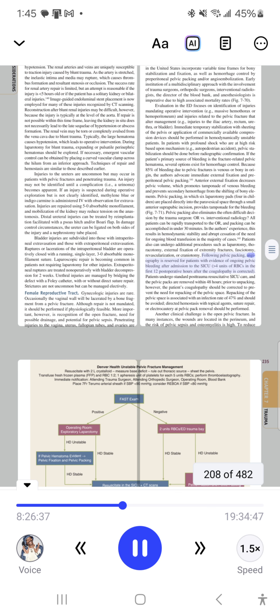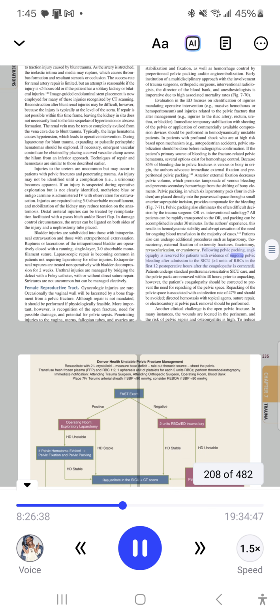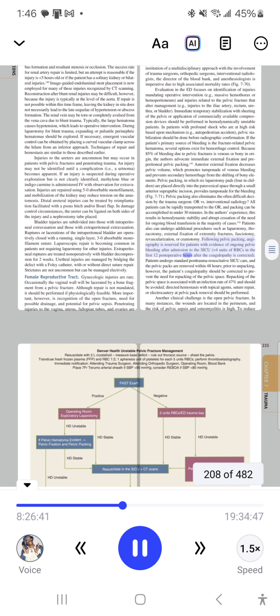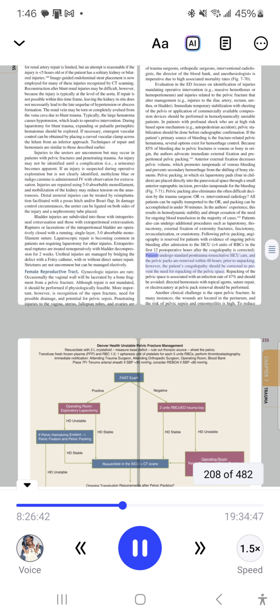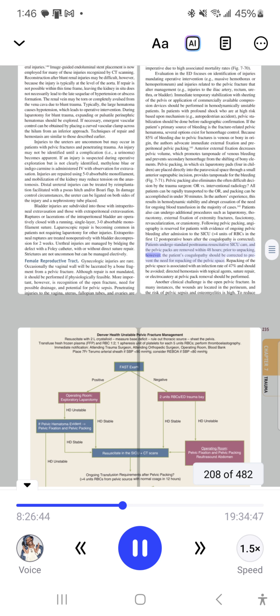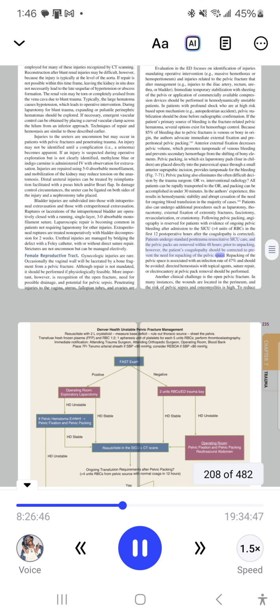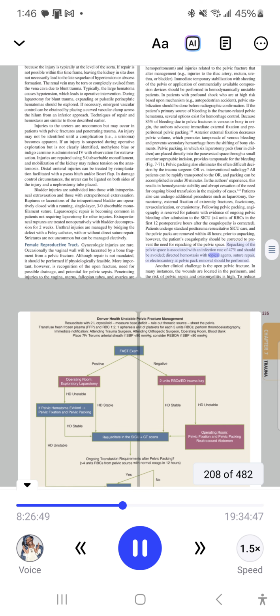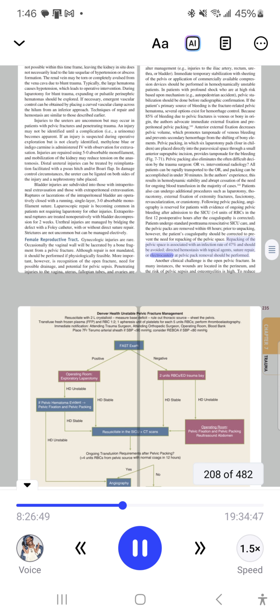Following pelvic packing, angiography is reserved for patients with evidence of ongoing pelvic bleeding after admission to the SICU, for example, 4 units of RBCs in the first 12 postoperative hours after the coagulopathy is corrected. Patients undergo standard post-trauma resuscitative SICU care, and the pelvic packs are removed within 48 hours. Prior to unpacking, however, the patient's coagulopathy should be corrected to prevent the need for repacking of the pelvic space. Repacking of the pelvic space is associated with an infection rate of 47% and should be avoided. Directed hemostasis with topical agents, suture repair, or electrocautery at pelvic pack removal should be performed.